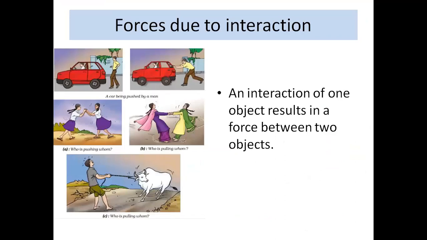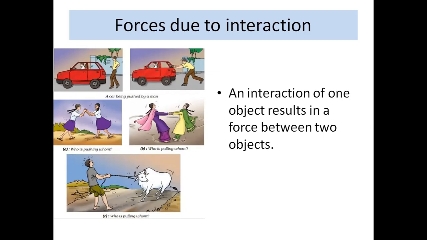Now we learn forces due to interaction. Here we can see the car is stationary and this man is also stationary. When this man pushes this car, maybe if it is not working, there is some force applied. Then we see these two girls. They both are pushing each other. In this case, these two girls are pulling each other. These two girls are doing hugli.